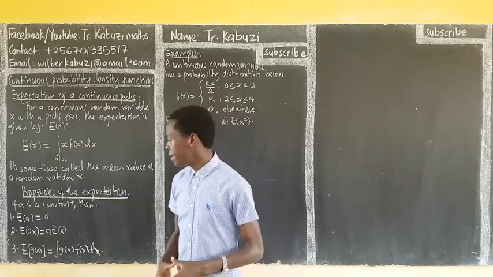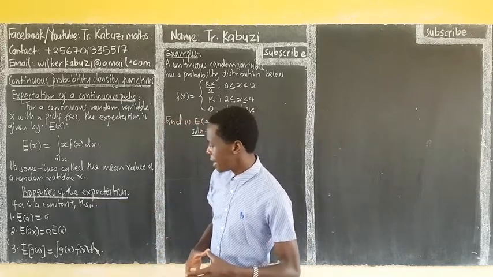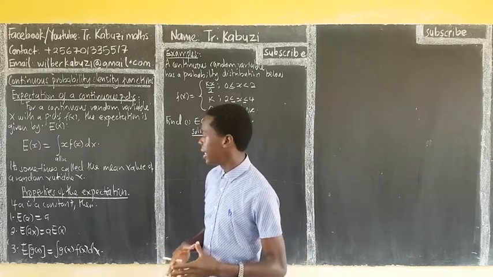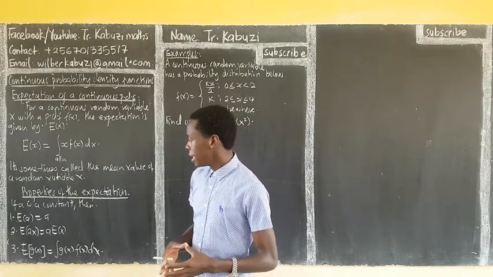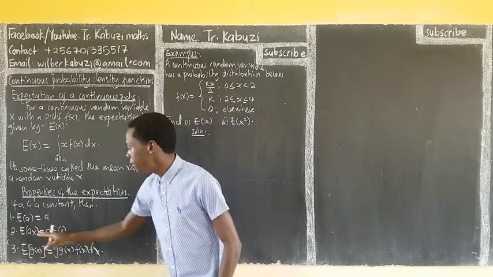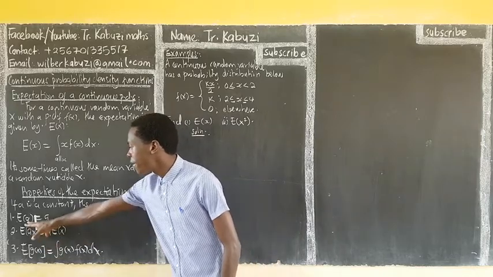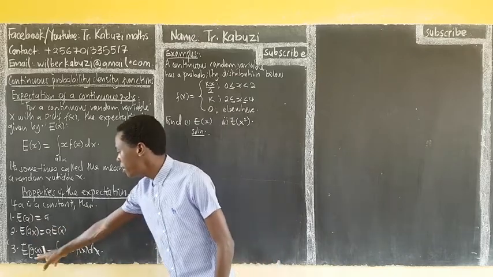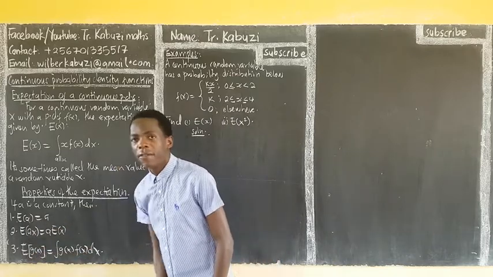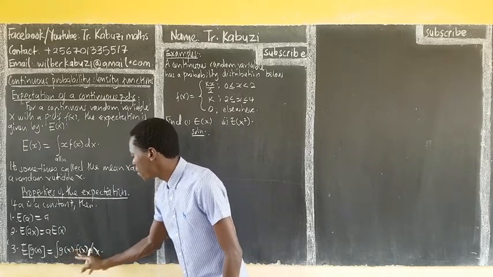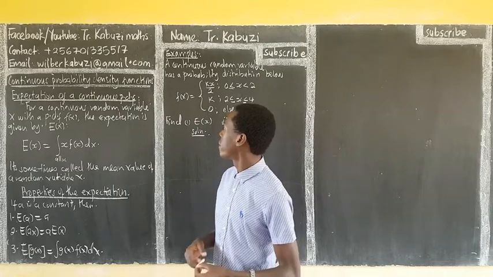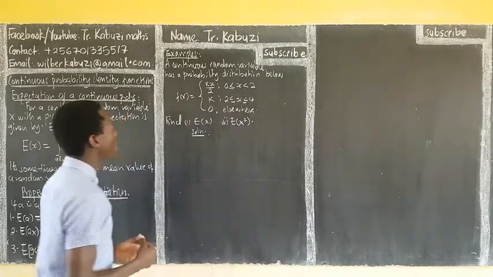And these are the properties. They are similar to those of the ones we saw in the discrete case. If we have a constant, the expectation of a constant is the same as a. If we have the expectation of any given function, you just get that function multiplied with the PDF of that continuous random variable. Let us see how we go about it.